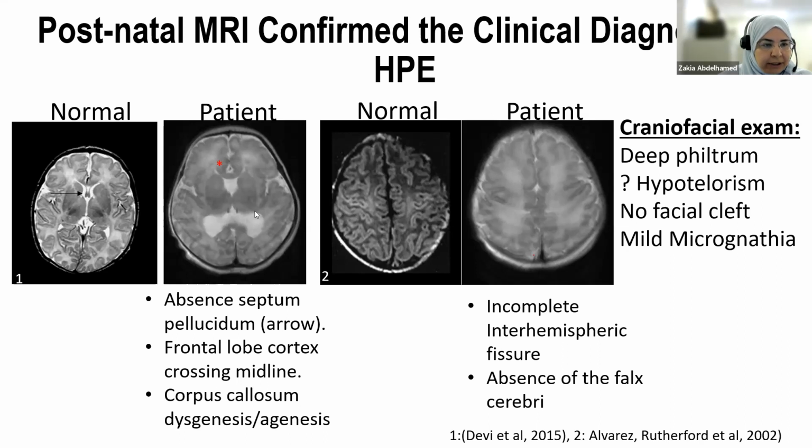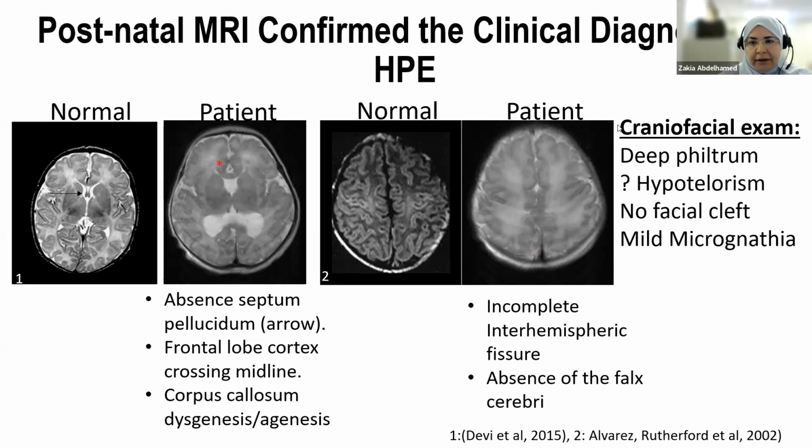This is the patient's scan showing fusion of the gray matter at the frontal lobes and absence of the septum pellucidum, the midline structure that you see in the control. The patient lost this. There is also evidence of corpus callosum dysgenesis or agenesis. On the dorsal side of her brain, she also showed an incomplete interhemispheric fissure and absence of the falx cerebri, which is the part of the meninges at the dorsal side.